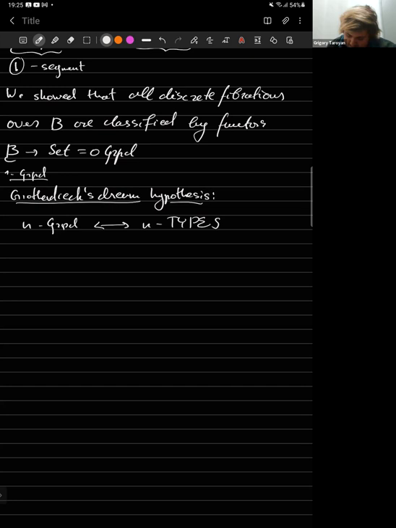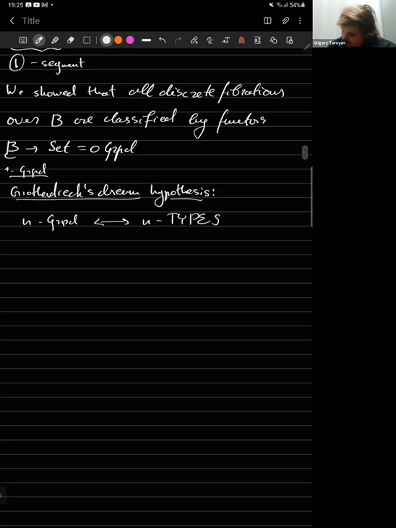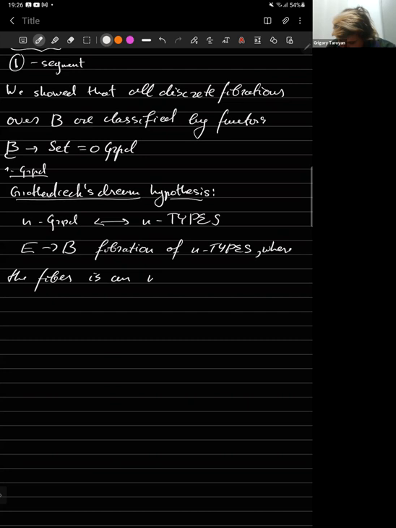Okay, and analogously, we generalized the previous statement to the following hypothesis. So if we have a fibration of n types, where the fiber is an n minus one type. So an n type is just a space that does not have any homotopy groups above dimension n.